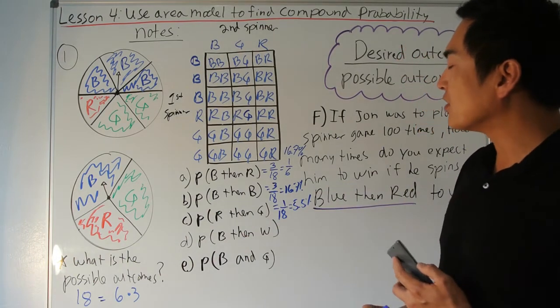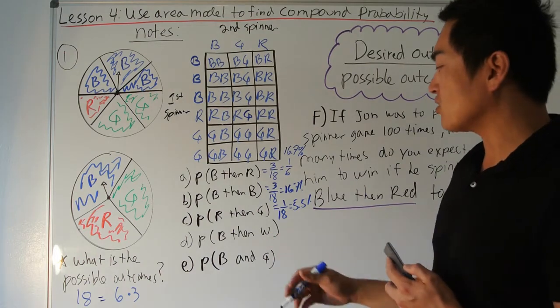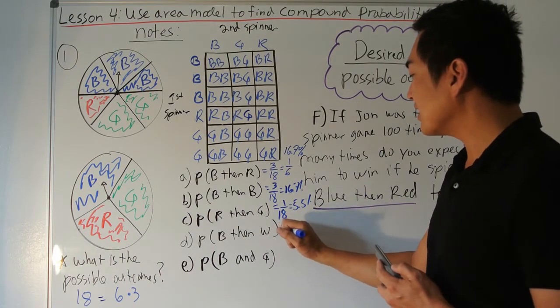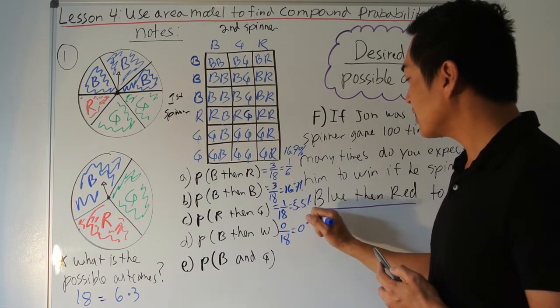Alright, blue then white. There is no blue then white. That's a tricky question. So that's 0 out of 18, and that would give me 0%.